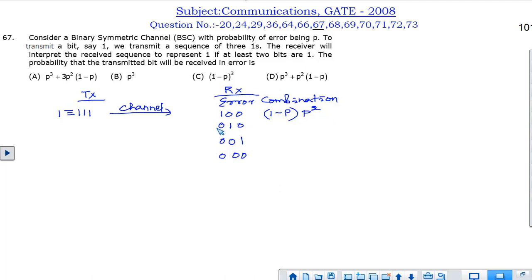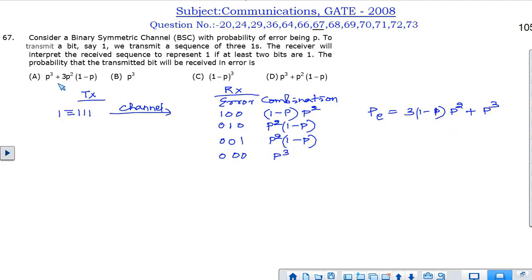Similarly for this case also, as there are 2 zeros and a single 1, the probability of error will be the same, that is P square into 1 minus P. For this case it will also be P square into 1 minus P, and for this case all the 3 bits are in error position, so the probability of error will simply be P cube. The total probability of error will be the summation of all these, that is 3 times (1 minus P) into P square plus P cube. So this is the probability of error.